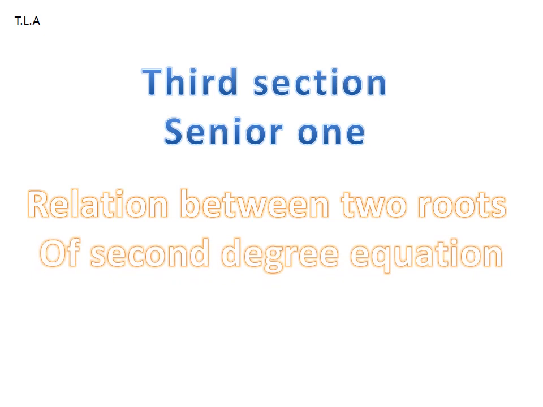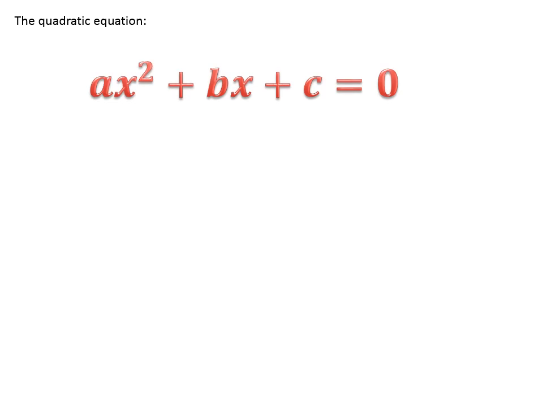We will talk here about the roots of the second degree equation, or the quadratic equation. The quadratic equation ax power 2 plus bx plus c equals 0. We will talk about the relation between the two roots, their sum and their product.